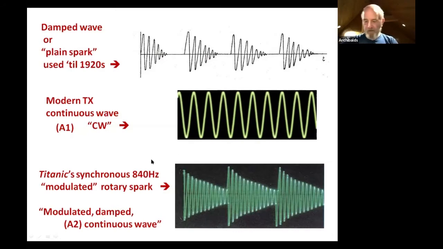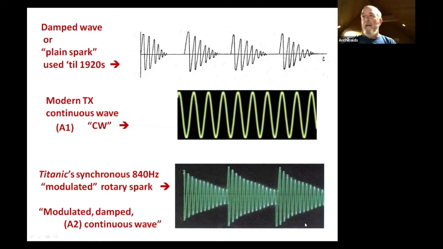Some enterprising folks made up a functional replica of the transmitter on the Titanic, and it had what was called a synchronous rotary spark. I'll explain that in a moment. And that gave something that looked like this. And where most signals were harsh and raspy and had a hum, this was known as the musical spark.